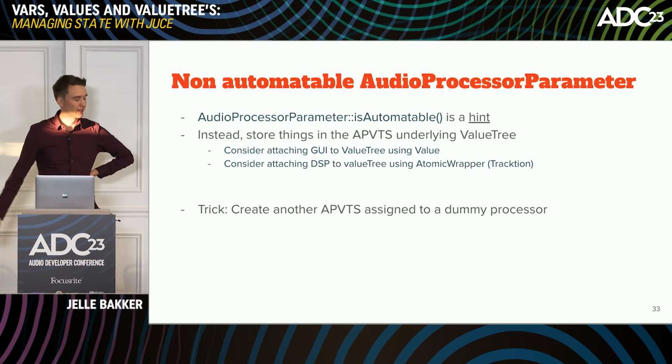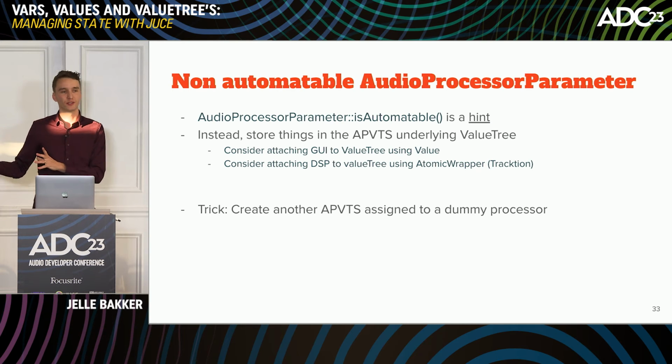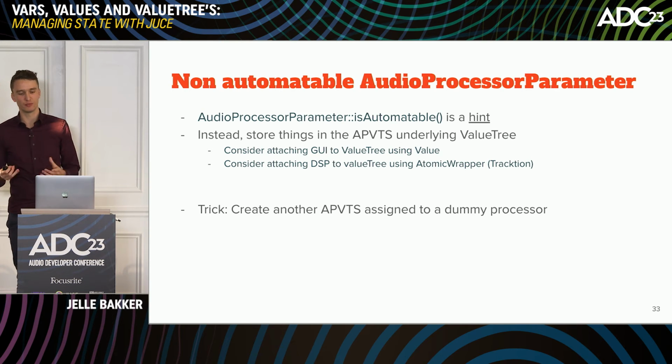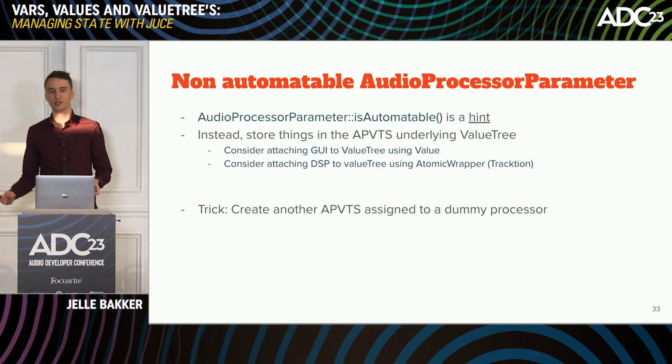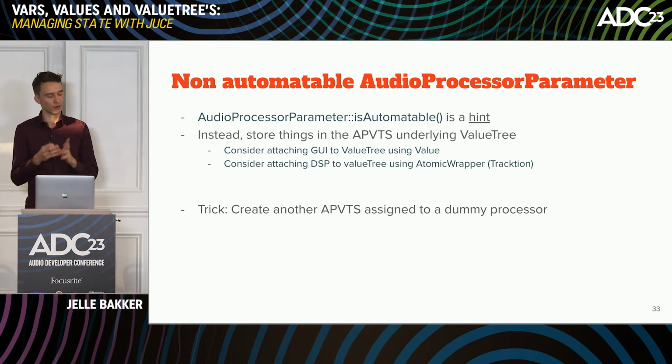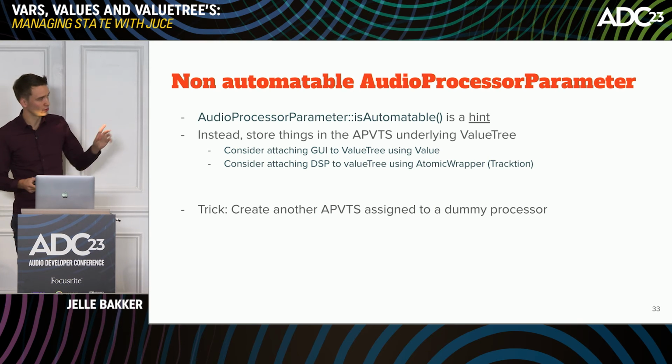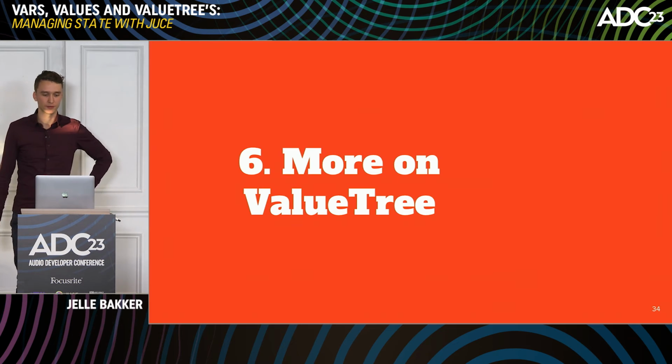But one little trick that I found out recently is you can actually create another APVTS and assign it to a dummy processor, and this will allow you to still use parameters that your DAW doesn't know about, because it's only part of your dummy processor. So if you have two APVTS that share the same value tree, then you can use this approach to have parameters that do not show up as automation in your host.